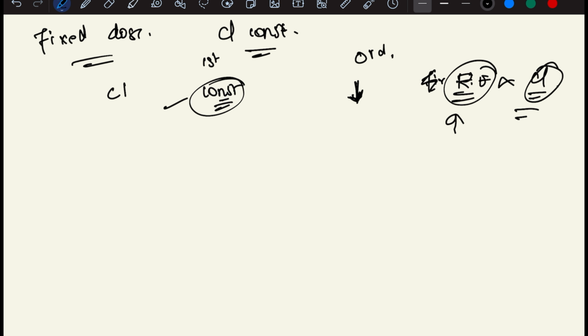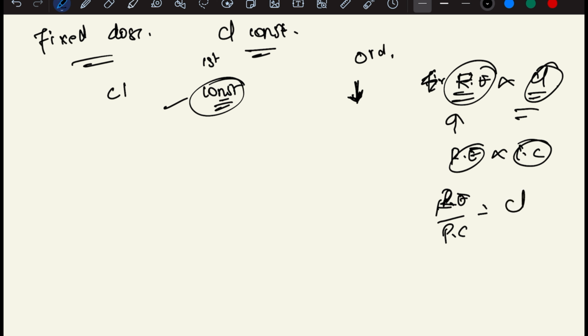Similarly, in the first order reaction, why is the clearance constant? Whatever has happened, RE is directly proportional to plasma concentration, and RE by PC is clearance. So if the plasma concentration increases, RE increases, so it gets compensated and there is no change in clearance. So clearance is constant for the first order reaction.